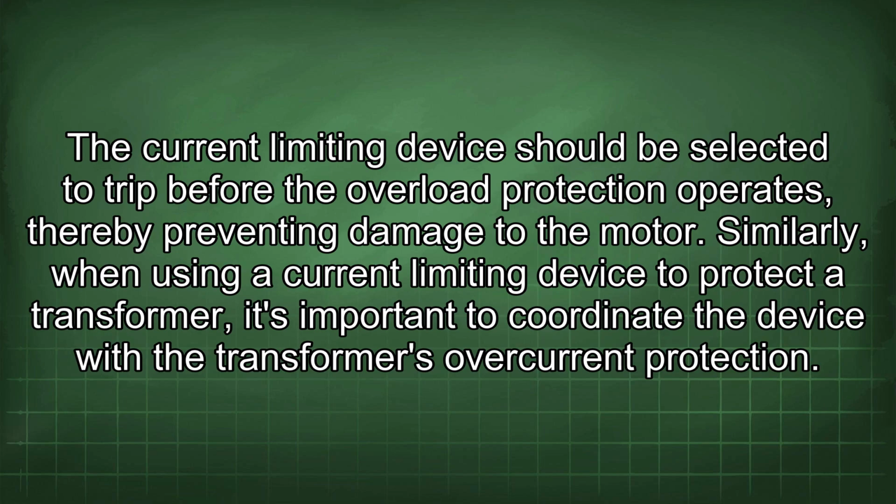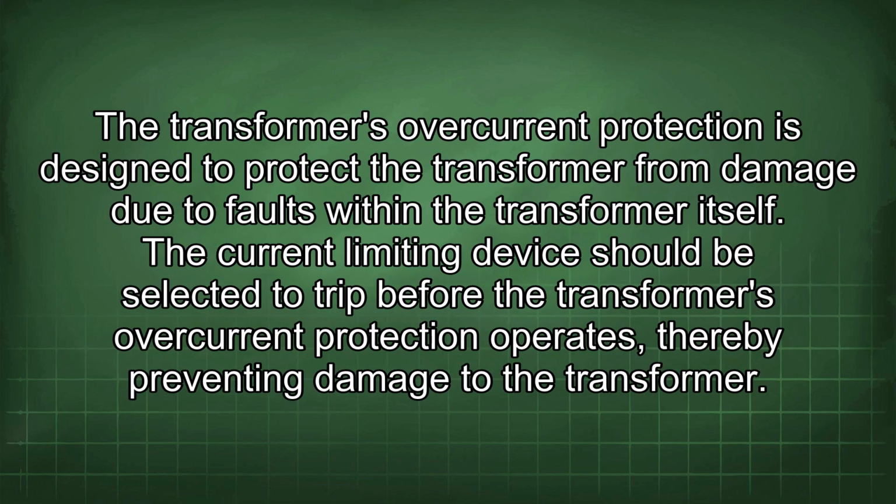Similarly, when using a current-limiting device to protect a transformer, it's important to coordinate the device with the transformer's overcurrent protection. The transformer's overcurrent protection is designed to protect the transformer from damage due to faults within the transformer itself. The current-limiting device should be selected to trip before the transformer's overcurrent protection operates, thereby preventing damage to the transformer.